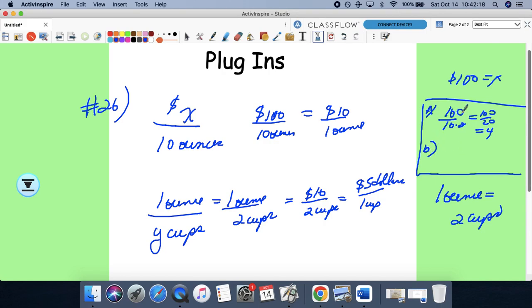B, it's X times Y, we use 2 for Y. So 100 times 2, which is 200 over 10. And that's not going to work either. So let's try C, or G in this case.